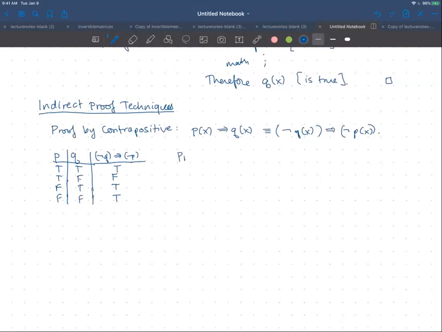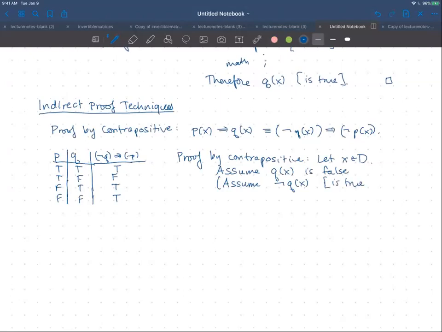So a proof technique by contrapositive is going to look like this. Let X be an element of the domain of discourse. Assume Q of X is false. Or alternately, you could say assume not Q of X. And parenthetically, we mean not Q of X is a true statement. And actually, this is the one that you'll see most commonly. I'll box it off. So usually we see assume not Q.